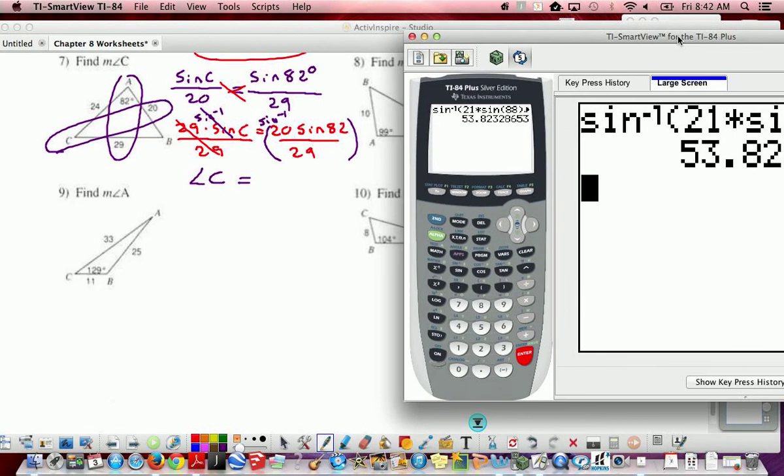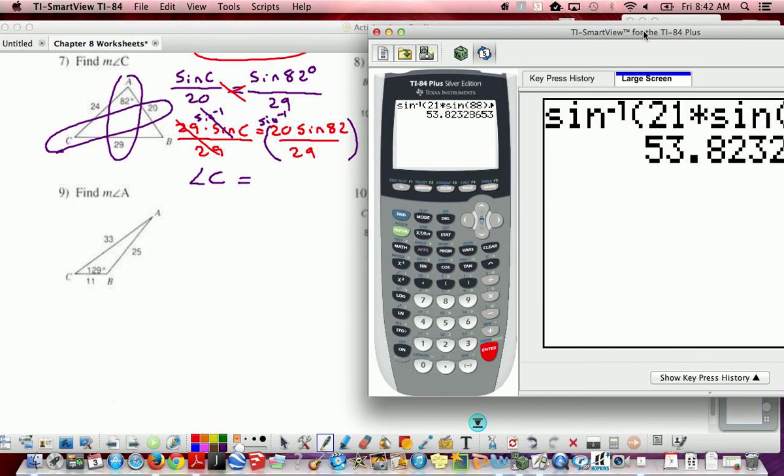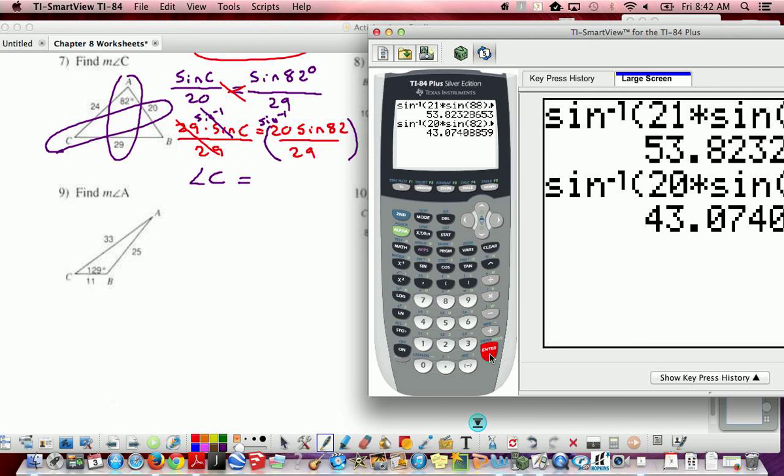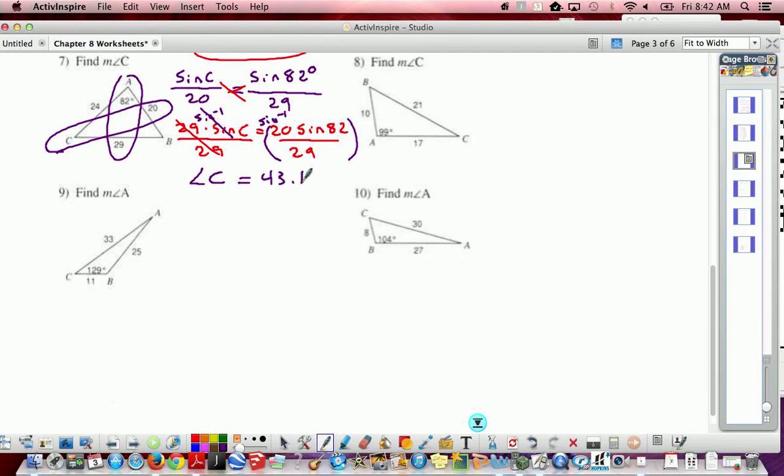So slide my calculator over. So second sine, 20 times sine of 82, close parentheses, divided by 29, close the parentheses on the whole thing, and we get angle C to be 43.1 degrees. All right, 8, 3 more to go.